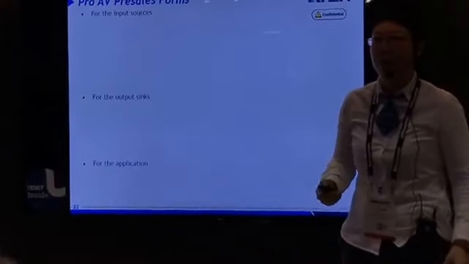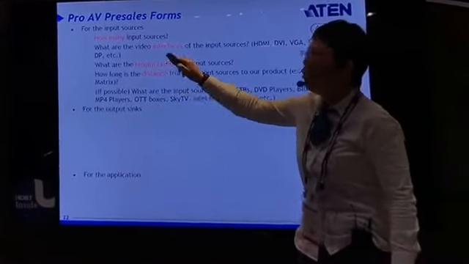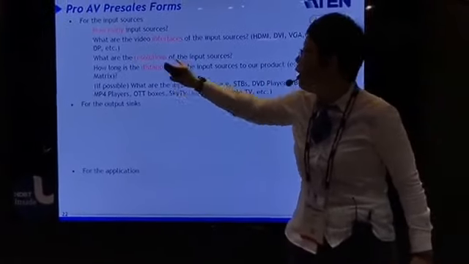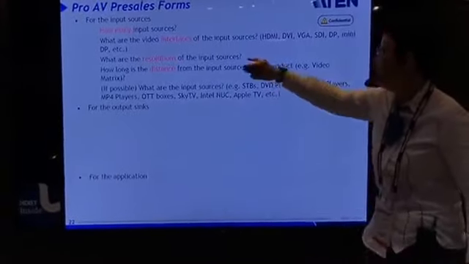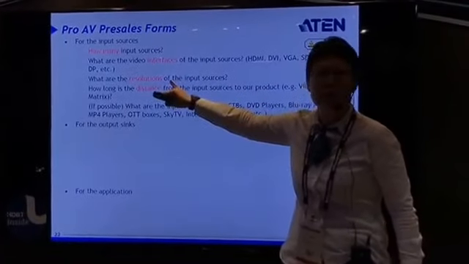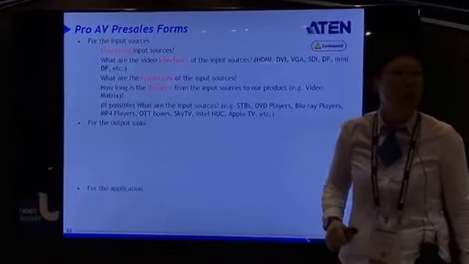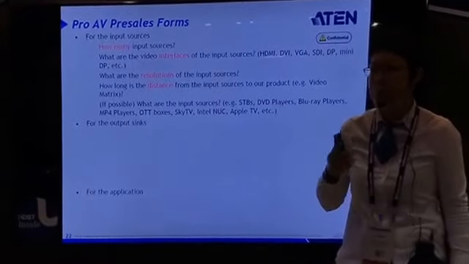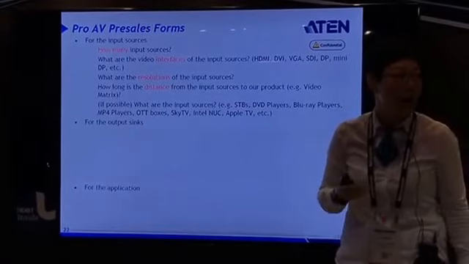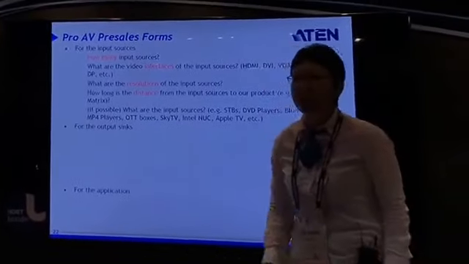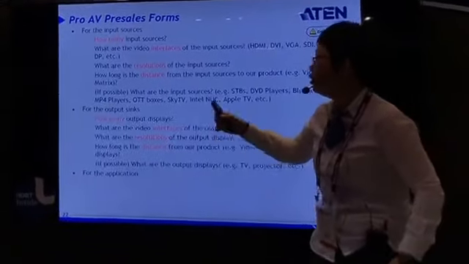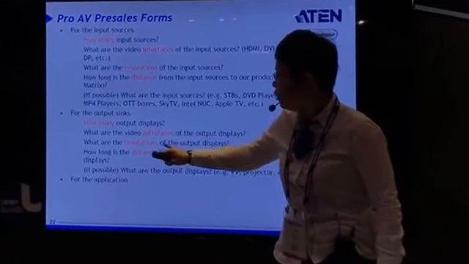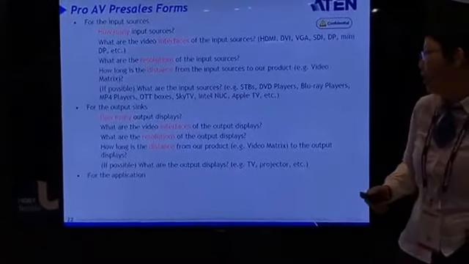For the input sources, four important questions: How many input sources do you have? What are the interfaces? What are the resolutions? How long is the distance? And we will always recommend you ask what the input sources are, because you probably have to consider HDCP compatibility issues. For the output sinks, is it going to be hard? No, it's pretty much exactly the same. You ask how many output displays, interfaces, resolutions, and distance, all right?